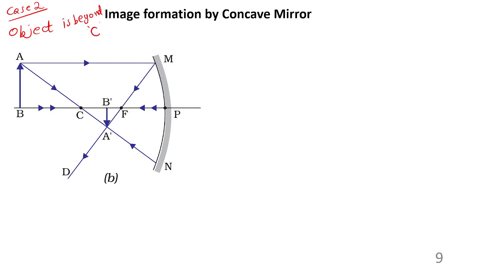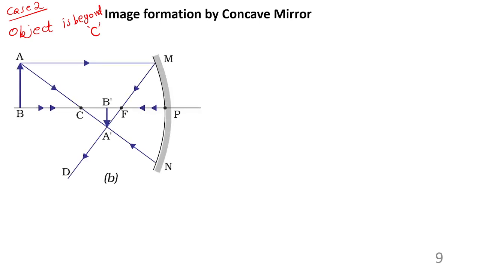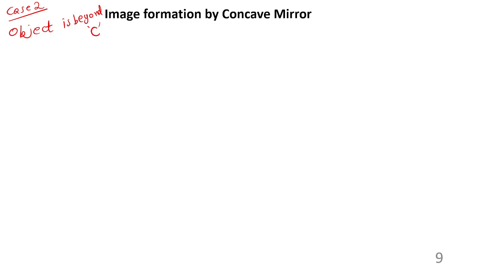Object is beyond center of curvature. All of you please listen. I will explain this step by step, okay? After that I will explain this diagram, step by step approach. So what is the second case? The object is beyond C.